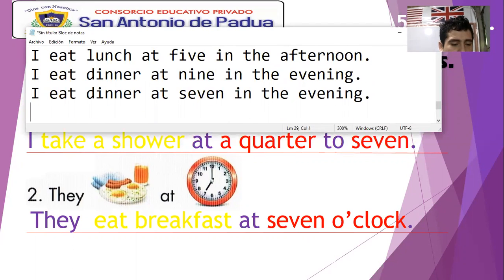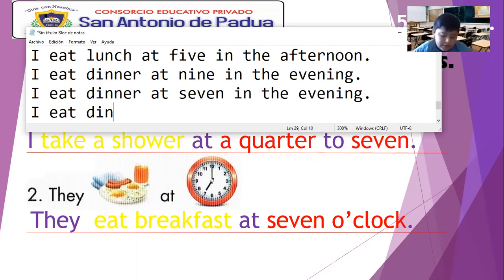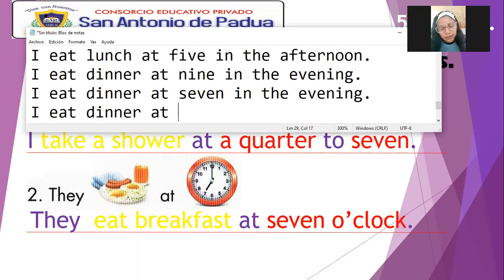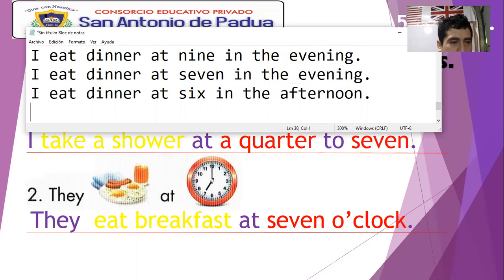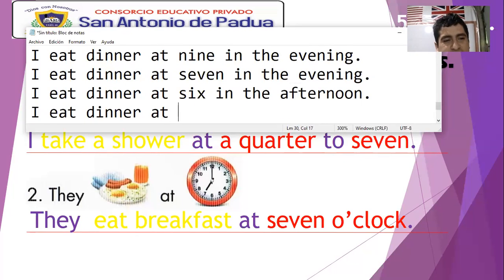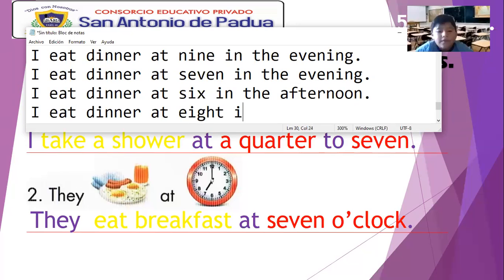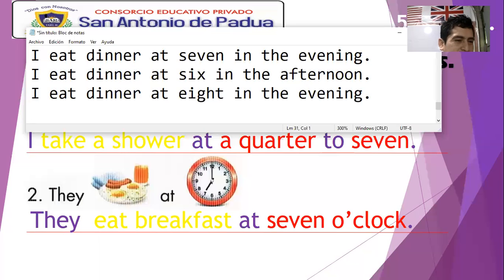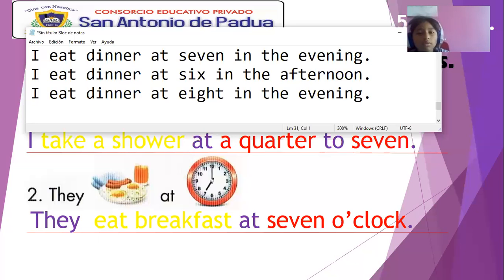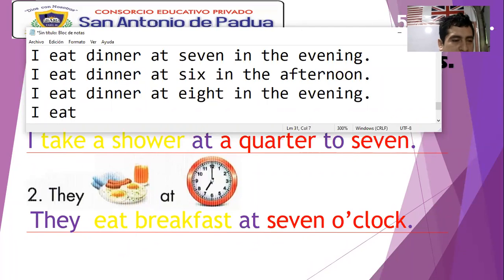Good. Excellent. Let me check. Come on. I eat. My dinner is 6. At 6. Yes, at 6 in the afternoon. Good. Ah, algunos dicen 8 por acá. Okay. I eat dinner. What time? At 8. At 8 in the evening. Good. Excellent. In the evening. That's it. Good. I eat dinner at 8 in the evening. Good. Excellent.